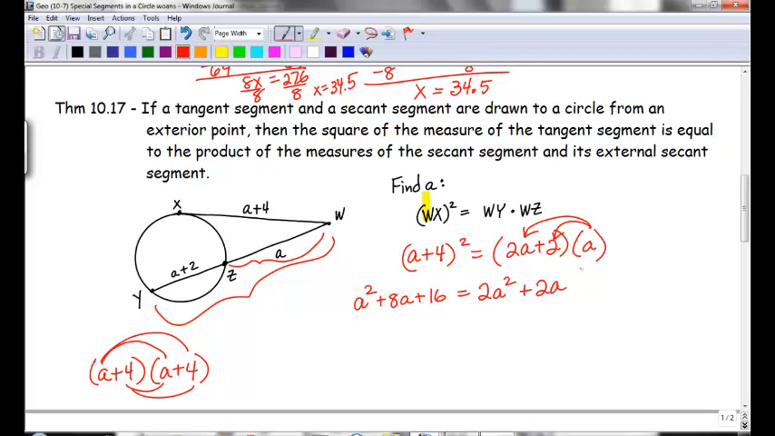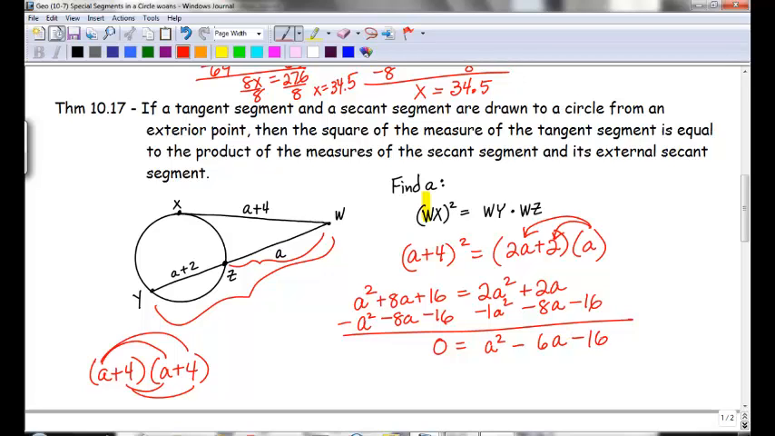Okay, now I recommend you keep the A squared term positive. You need to get it in standard form equal to 0. I could subtract the A squared, or I could subtract the 2A squared. I want to try to keep the A squared positive. So I'm going to subtract 1A squared on both sides. I'm going to subtract the 8A on both sides. I'm going to subtract the 16. Okay? So this whole thing goes to 0. And then I'm down to A squared minus 6A minus 16.